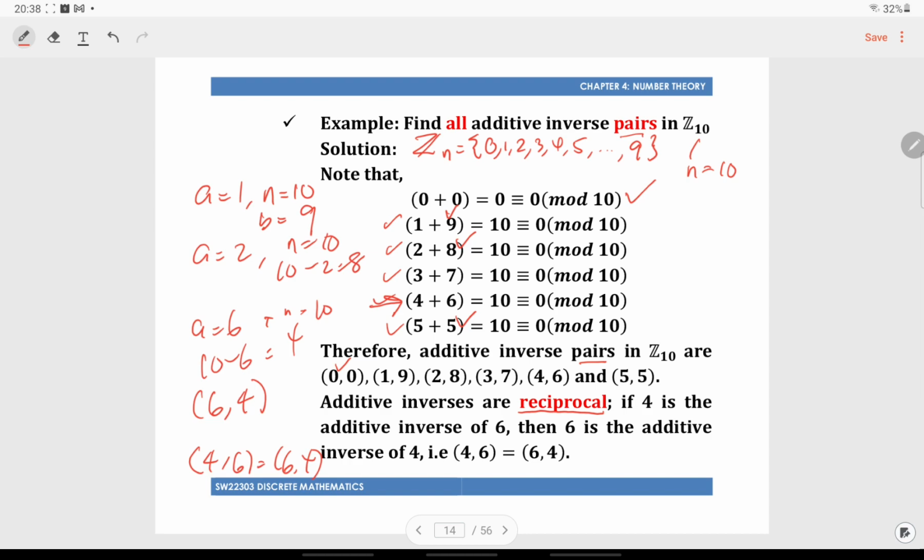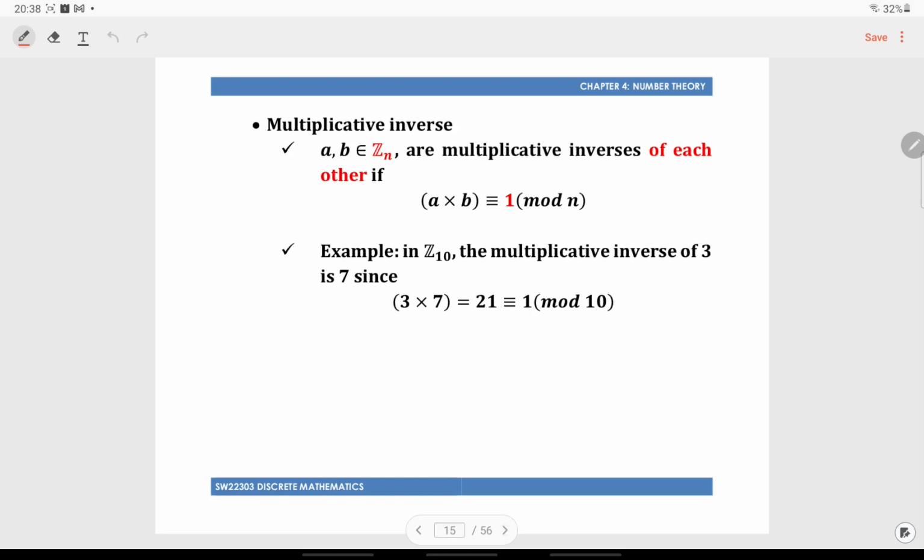So (4, 6) equals (6, 4), so no need to write twice. Just need to write it once. Satu kali saja. Okay, once. So we have (4, 6). Okay, so that's how we answer this question.